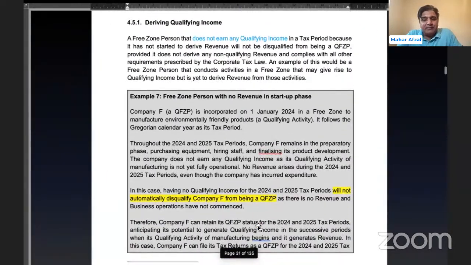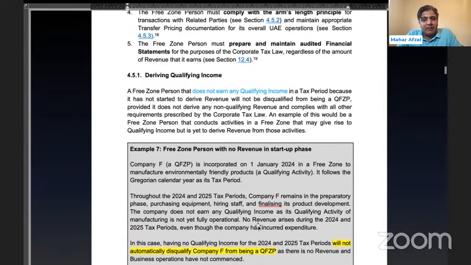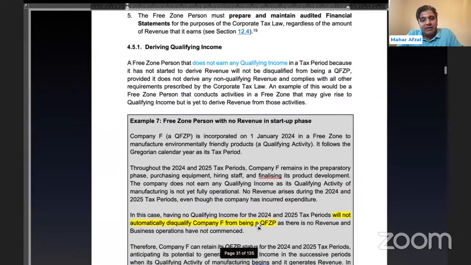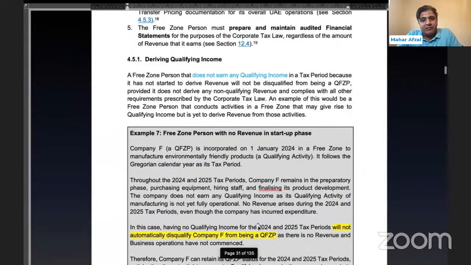Deriving qualifying income. So here they said basically, if you do not earn any qualifying income, you are not disqualified. This basically is about the new business. You set up a new business, you have not derived any qualifying income, still you will be considered a qualifying free zone person if you are maintaining the adequate substance and all other criteria are being met. As I already discussed, by default a free zone juridical person will be assumed to be a qualifying free zone person.